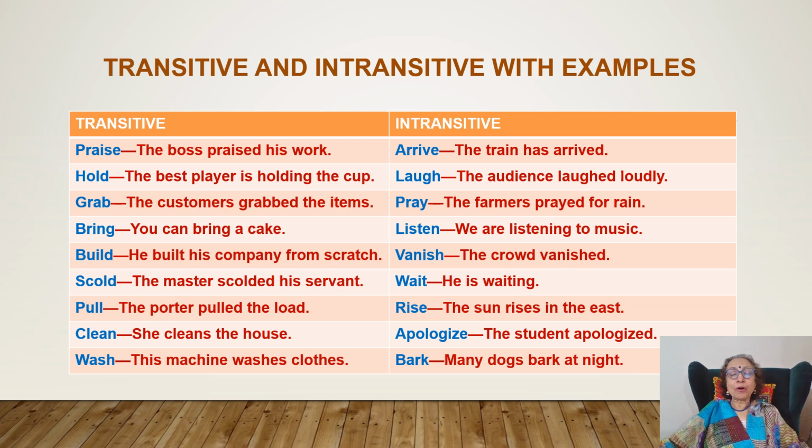The student apologized. The verb ends the sentence; we don't need anything more. Many dogs bark. Finished. Bark can end the sentence. "At night" is a prepositional phrase, no worry; it is intransitive. So an intransitive verb cannot take a direct object. A transitive verb must have a direct object; there is a compulsory necessity for a direct object. These are the two things. Let us move on.